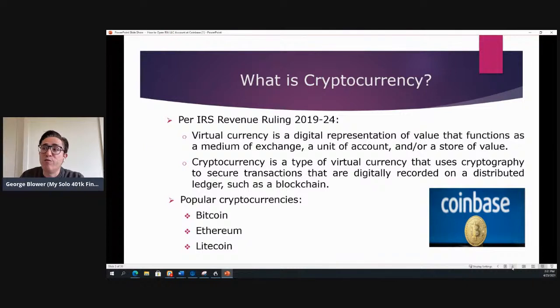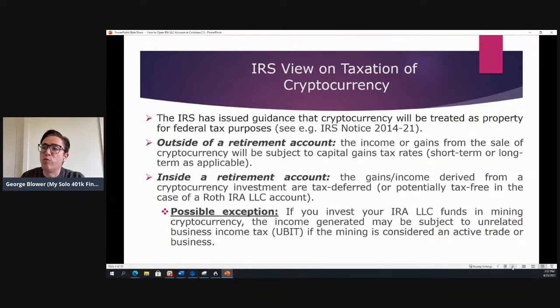So to lay the foundation, what is cryptocurrency? In the view of the IRS, it's virtual currency. It's a type of virtual currency that is digitally recorded on what they call blockchain. So popular cryptocurrencies are going to be Bitcoin, Ethereum, Litecoin. There's a number of them out there, but those are some popular ones. The way that the IRS views cryptocurrency is they view it as property for federal tax purposes.